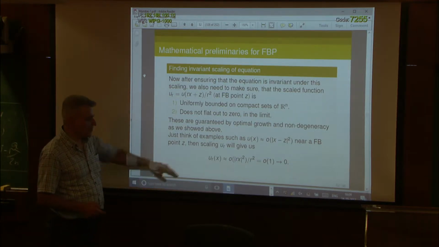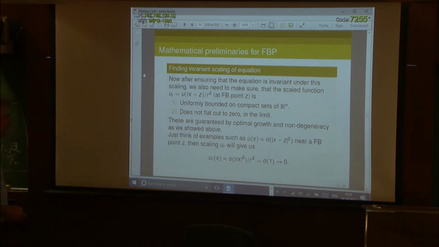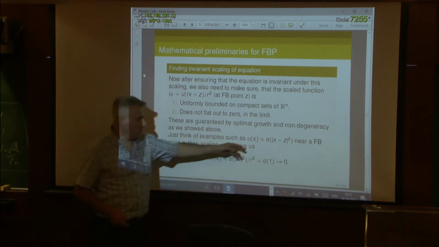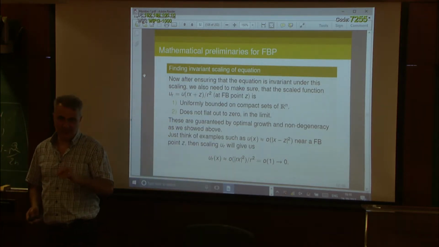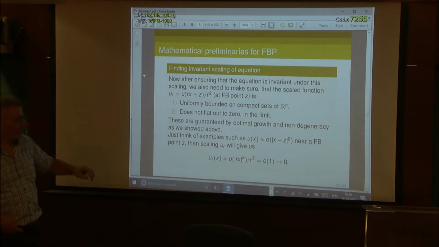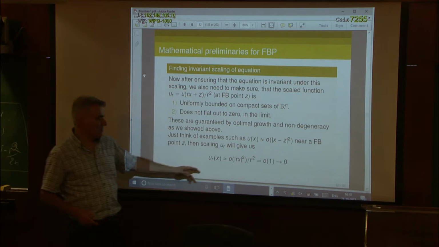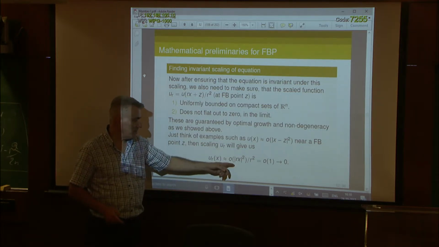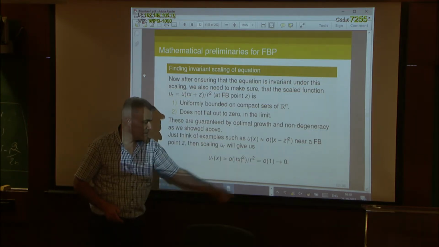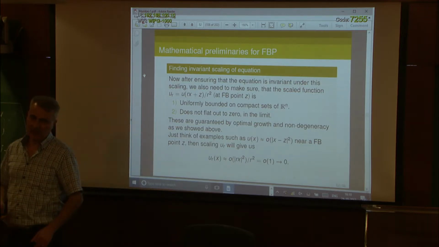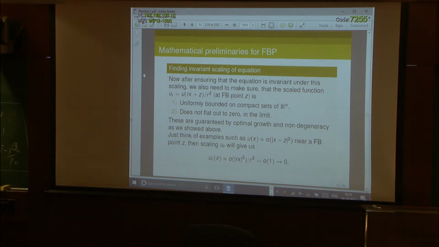This is then repeating what I told already on the board. If my function is little o, which means that it goes faster, so it's little o of r squared, then scaling at the point z, you're going to get this one and little o of 1, and that goes to 0. That we don't like. So you need this non-degeneracy. You need to prove it.